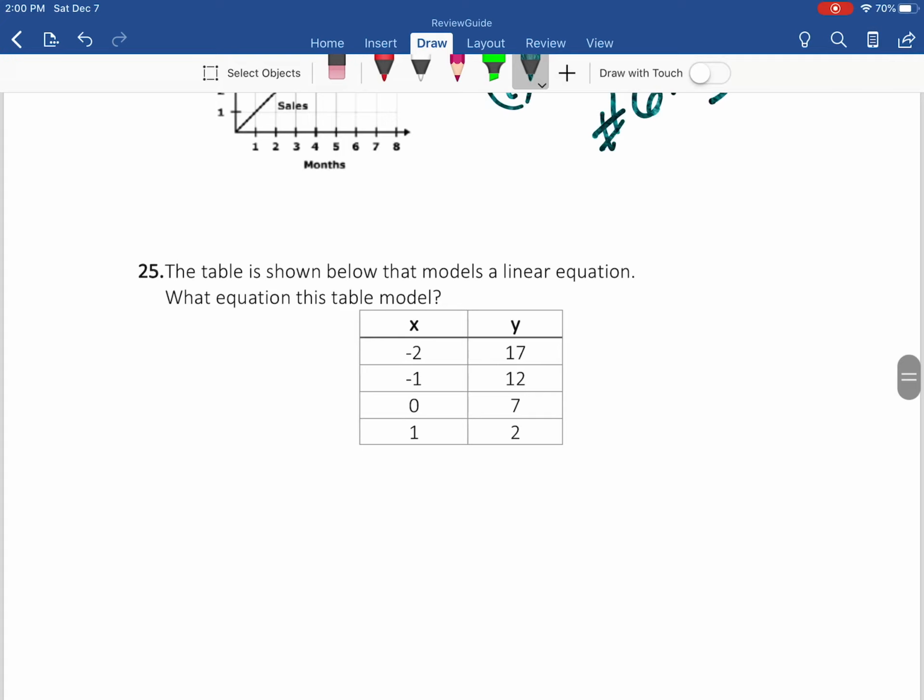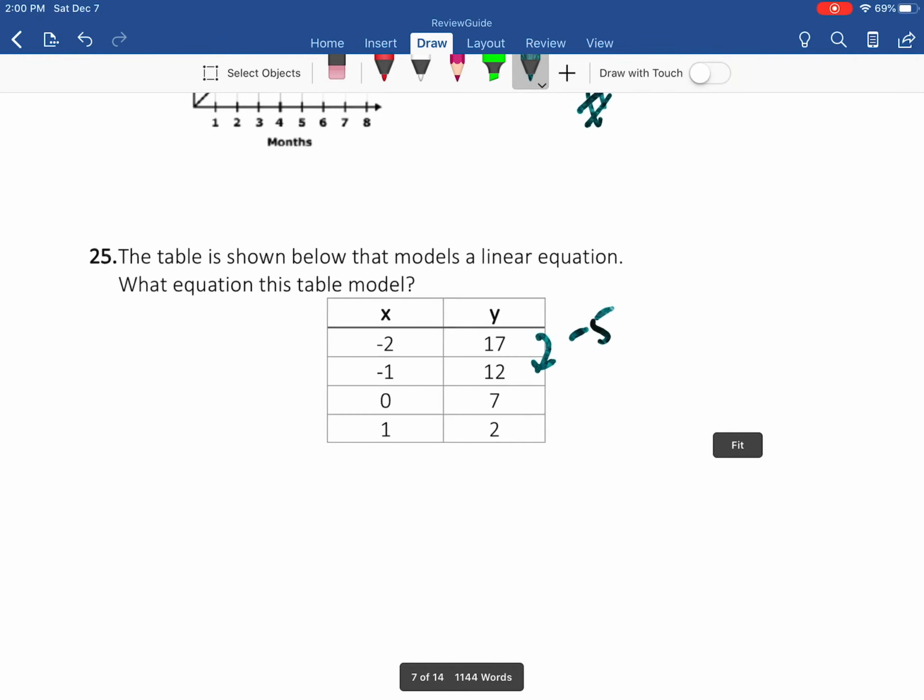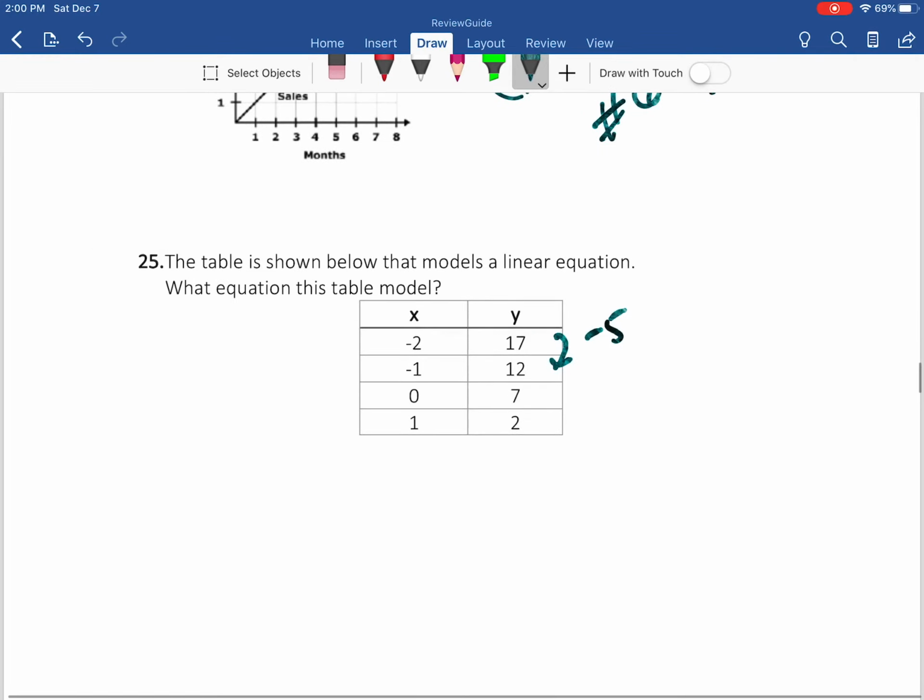Number 25. The table below shows the model of a linear equation. What is the equation for this table model? So I need to find my slope. When I go from 17 to 12, I'm looking at the change in y over the change in x. So 17, I'm going to subtract 5 from 17 to get 12, and 12 minus 5 will give me 7. So each time I'm going along here, I'm subtracting.